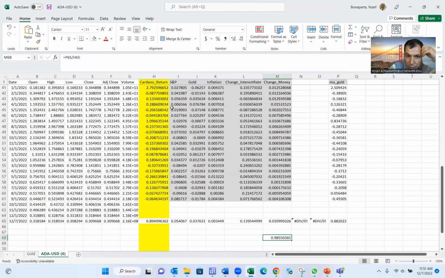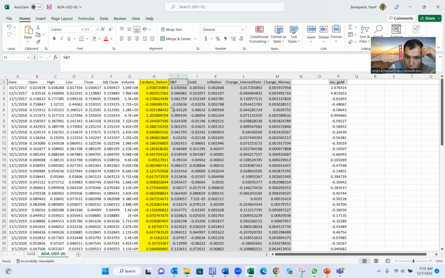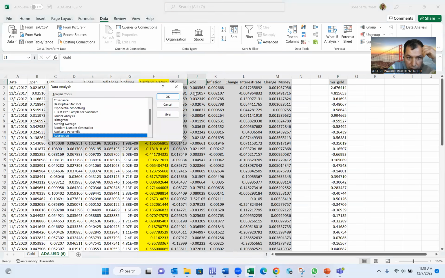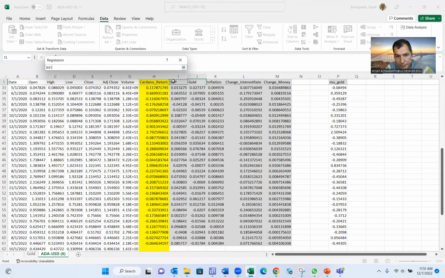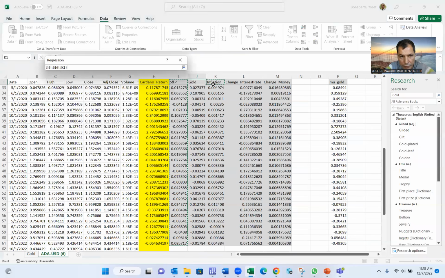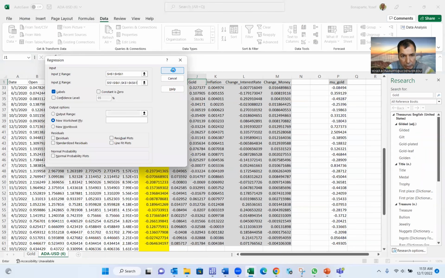We're going to go back to our business. So we did the gold. Now we're going to go to inflation. We're going to run the same model: Data Analysis, Regression, the same Y. Now the X is different. The X will be S&P and inflation. S&P, comma, inflation. Okay.